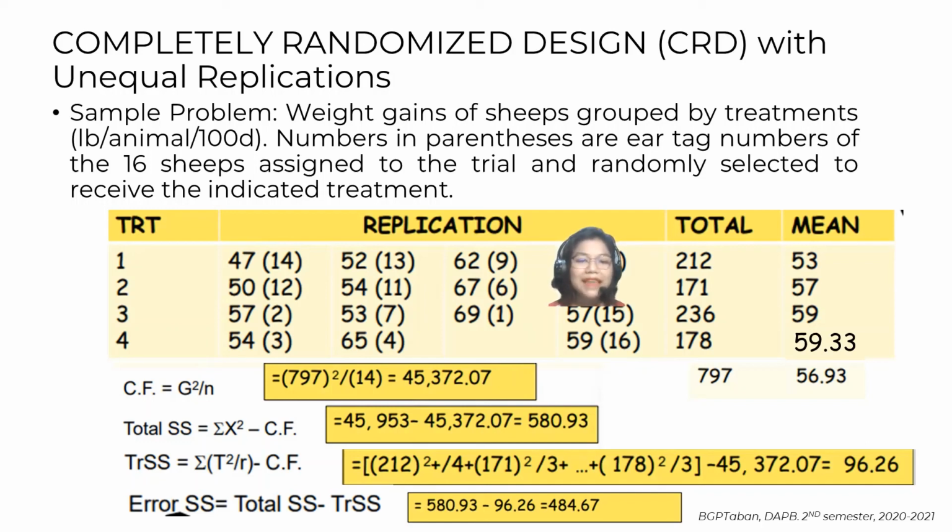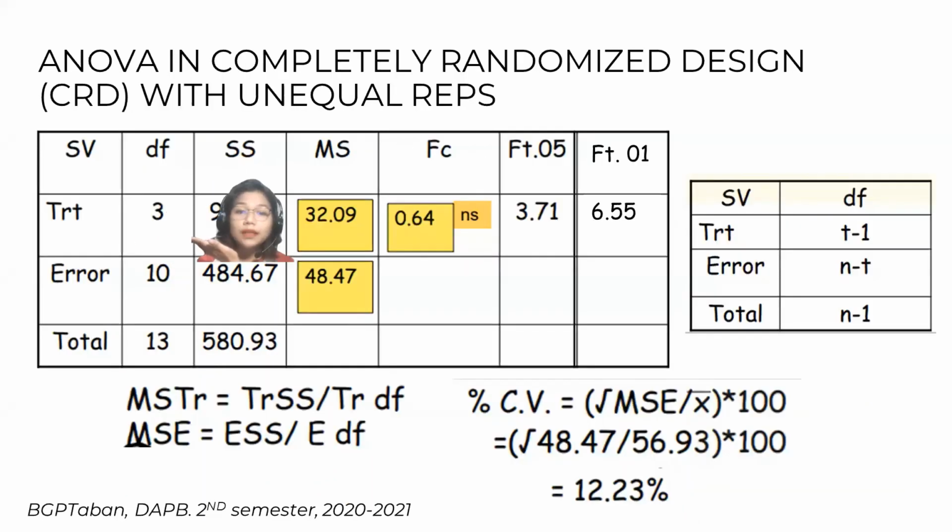So, for the total SS, we just simply get the what? This is actually the sum of squares minus CF. So, square po natin isa-isa yung 47, 52, 62, 51, 50, 54, 67. Square po natin to isa-isa. I-add po natin. The answer is 45,953 minus the CF, which is 45,372.07. The answer is 580.93. So, 4 minus 1 is equals to 3.